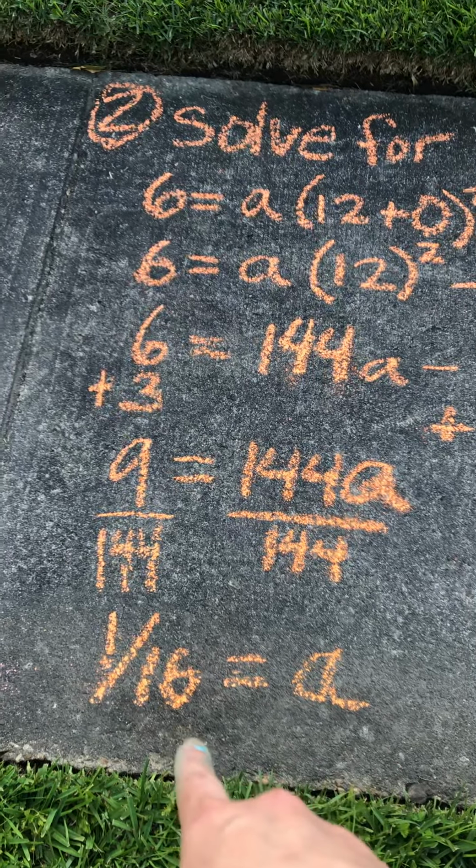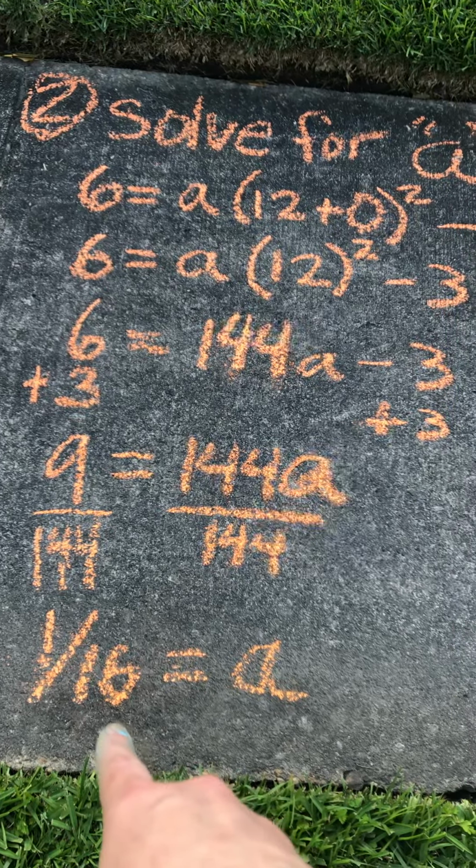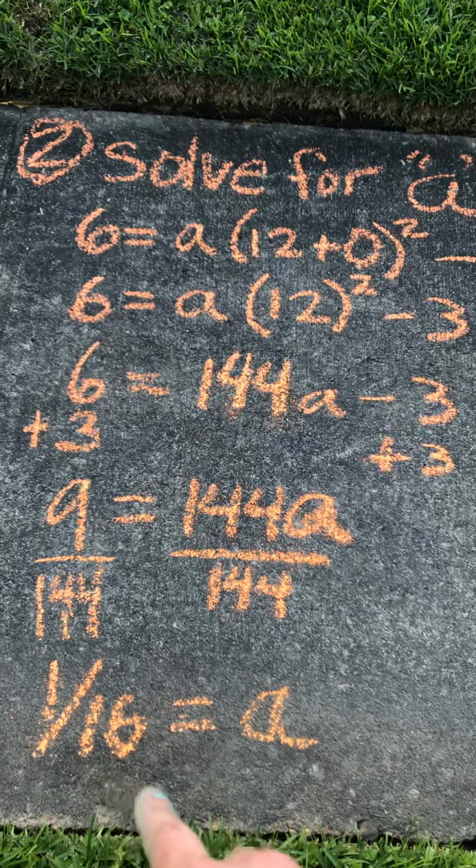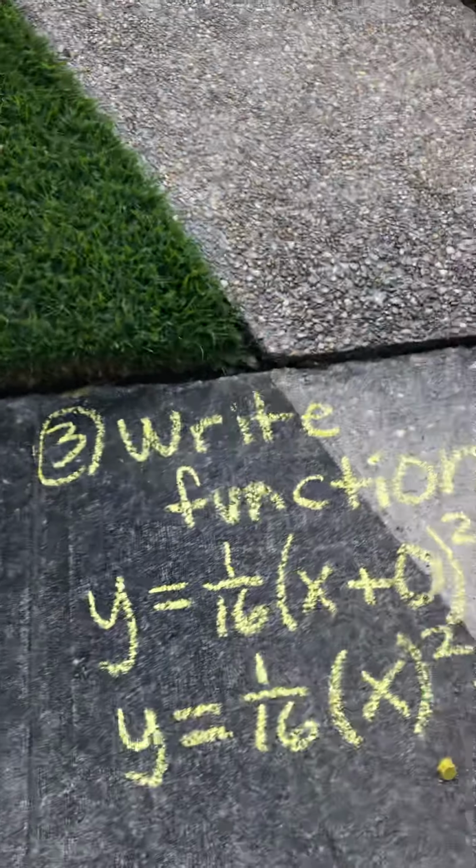Again, I have a value that is between 0 and 1. That's going to be a vertical compression. It's going to squish it down. It's going to be a fat quadratic, okay? Last step, part 3, is to write the function.